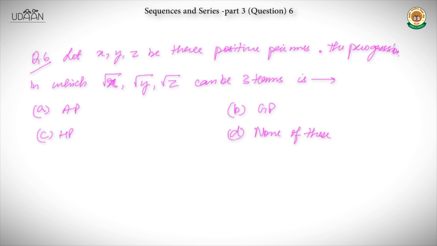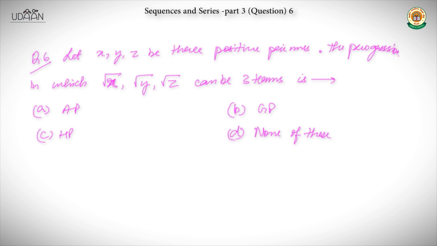Exactly. So here basically we are not really given anything. So we'll just start with considering the validity of each of the options. And in such cases, we generally start with arithmetic progression, because the formulas of that are the easiest to apply. So we assume that root x, root y and root z, where x, y and z are prime numbers, are in AP.